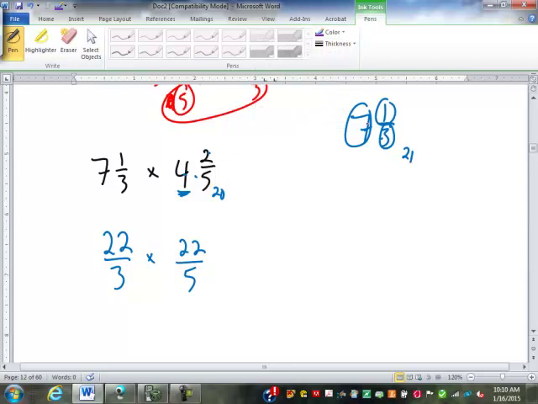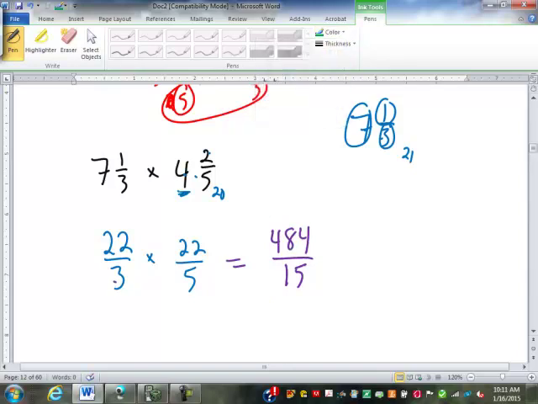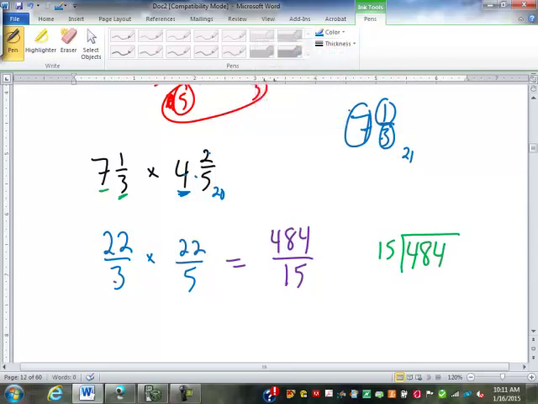Now we can multiply. 22 times 22 is 484. 3 times 5 is 15. But now we have to reduce that back down into a mixed number where we have a whole number and a fraction. The easiest way to do that is to just do long division with a remainder. Now, many of you have fraction calculators. If you figure out how the fractions work, it'll do that for you as well. If you have one and you don't know how it works, let me know and I'll sit down and show you how to do it.